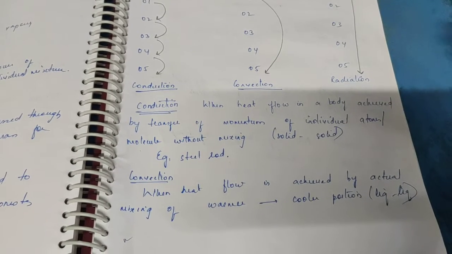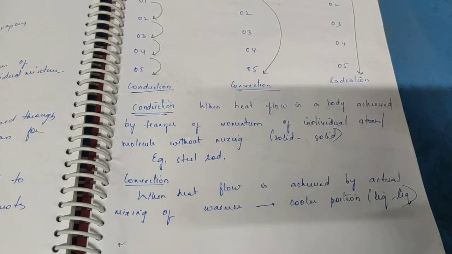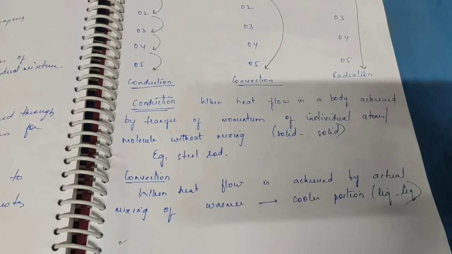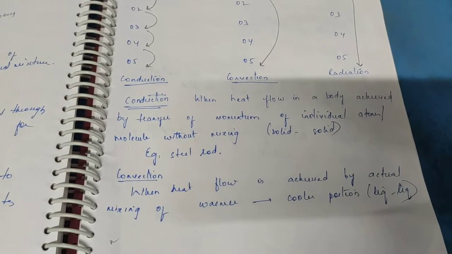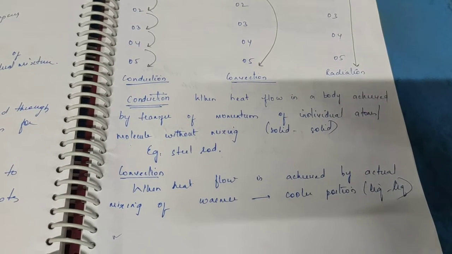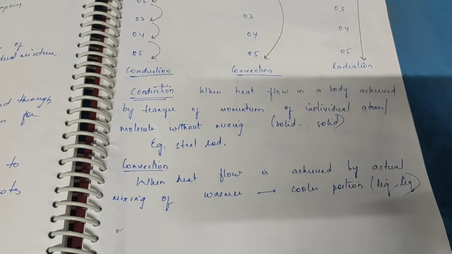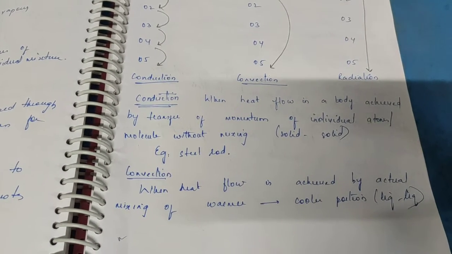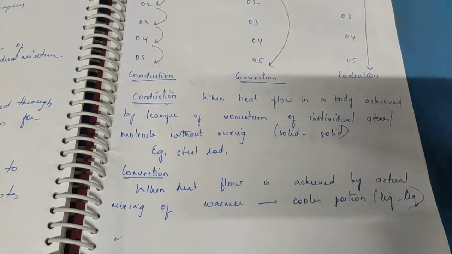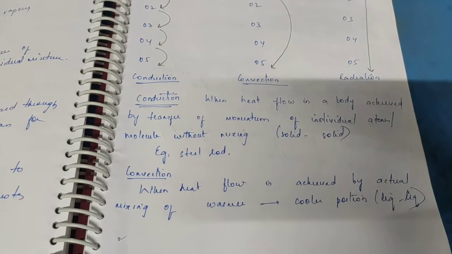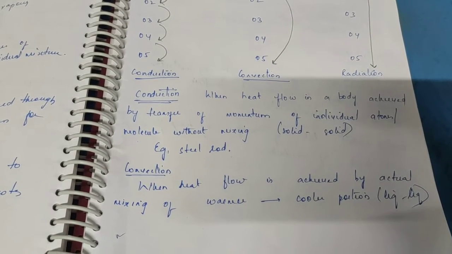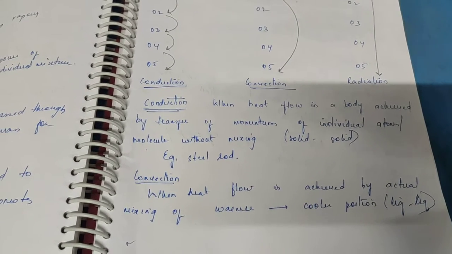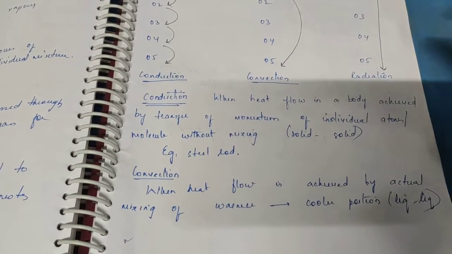Whenever you heat one end of a steel rod, the other end of the steel rod also gets heated. Why? Because the transfer of heat takes place from one atom to the other atom, and the heat is carried from one part to the other part. Convection is when heat flow is achieved by mixing of the warmer portion with the cooler portion. Example is whenever you heat water in a pan, you see that the below layer is warmer or hotter than the upper layer. So what happens, the molecules of the warmer layer will go and mix with the cooler layer, and again the cooler layer also gets heated up. This is actual mixing of the cooler portion with the warmer portion.